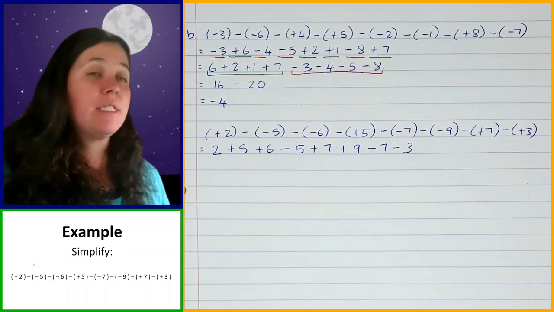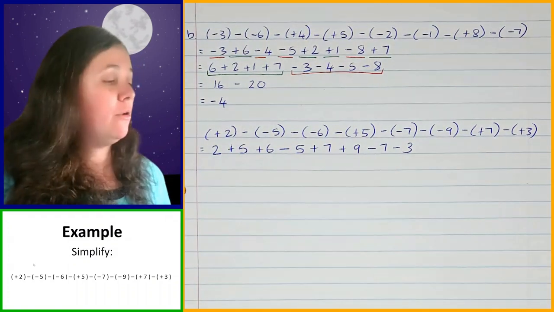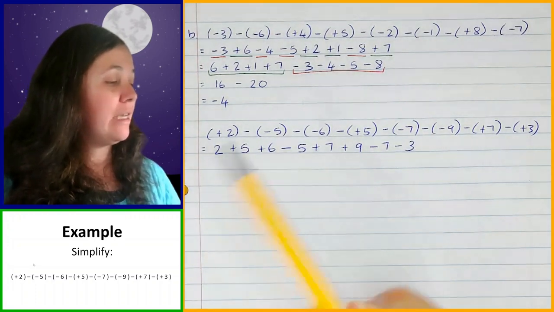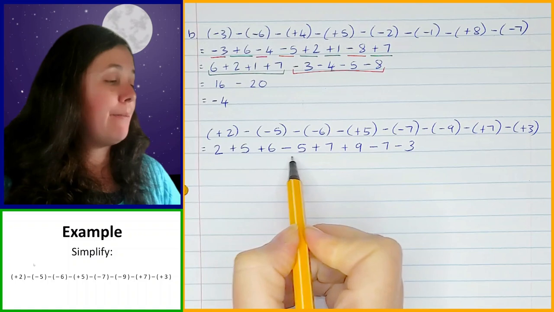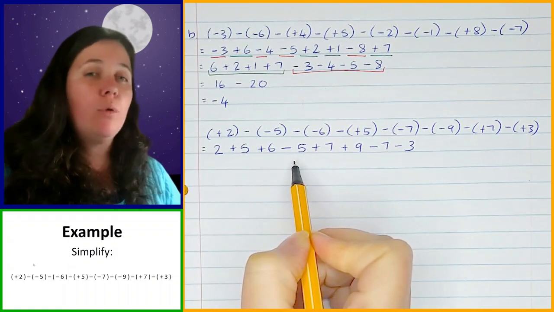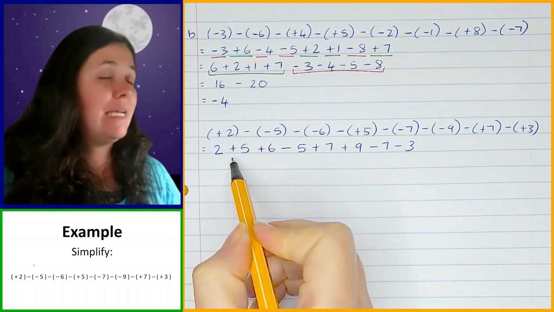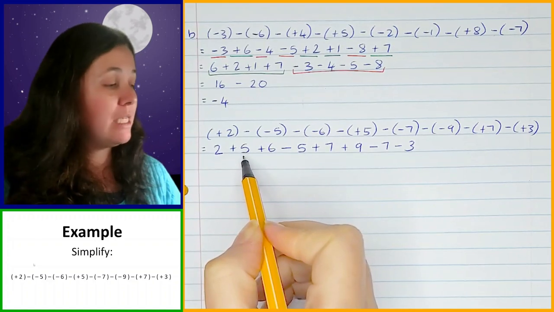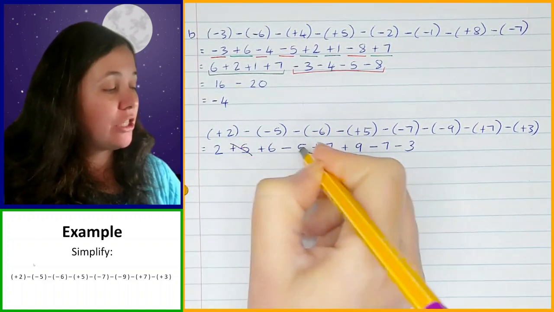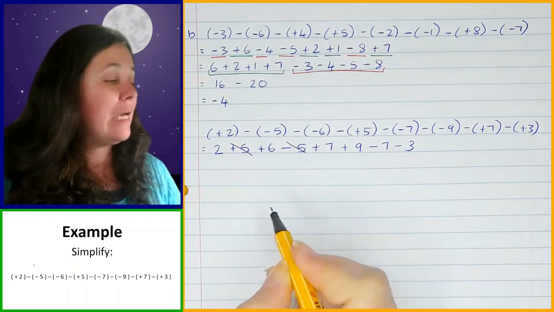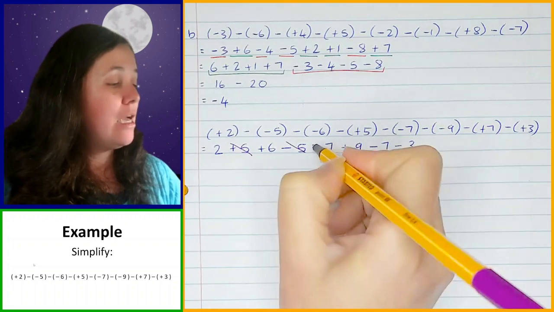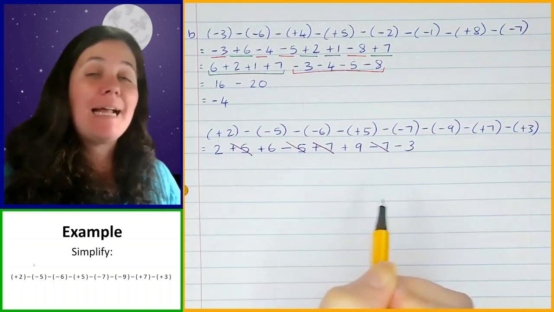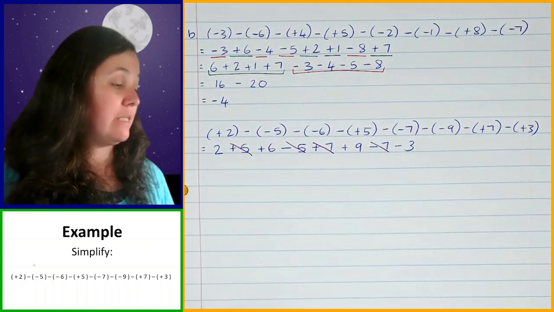Okay. Now, in this example, you may have noticed that there are a couple of numbers that are similar. So I've got over here a plus 5 and I've got a minus 5. Just like when we were adding integers, when we had integers that had the same absolute value but opposite signs, we were able to cancel them out. So my plus 5 and my minus 5 can cancel each other out, so I don't have to worry about them anymore. And I also have over here plus 7 and minus 7. They can also cancel each other out. So long as they have the same absolute value and opposite signs, I can cancel them out. Then I don't have to worry about them when I'm doing my addition and subtraction.